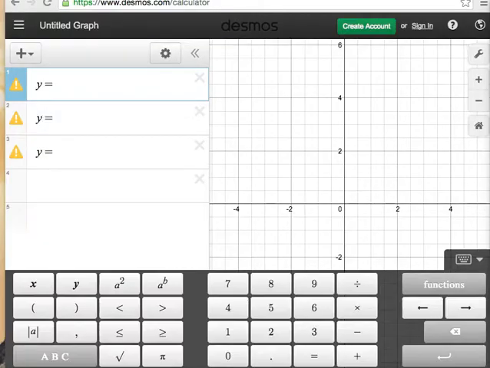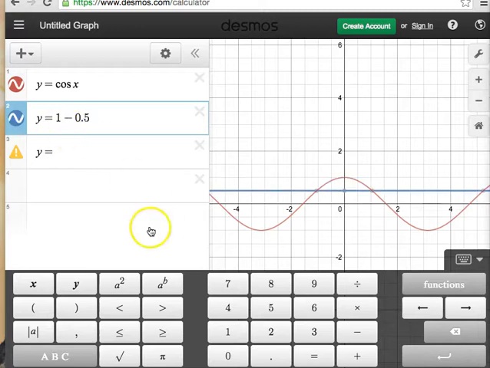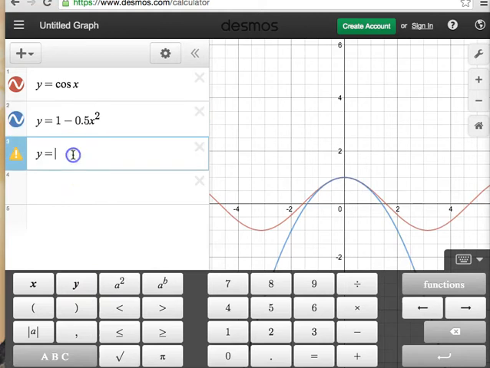Here in Desmos, here's the first function, y equals cos x. That's the first one in red. Let's look at the second function, y equals 1 minus a half, so I'll just go 0.5, 1 minus 0.5 x squared. Okay, and as I've suspected, that function is definitely always below the cos x curve.